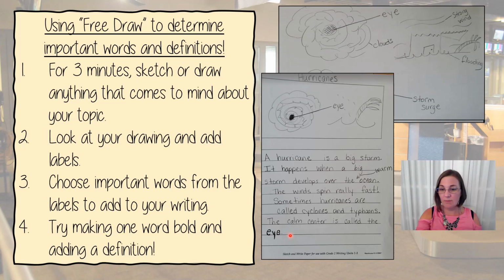Let's see if it fits in my writing. A hurricane is a big storm. It happens when a big storm develops over the warm ocean. The winds spin really fast. Sometimes hurricanes are called cyclones and typhoons. The calm center is called the eye. Now whoever is reading my writing or whoever I'm sharing this with knows a lot about what a hurricane is. That's how I used my sketches. Added labels, and then used one of those labels to add an important word into my writing.